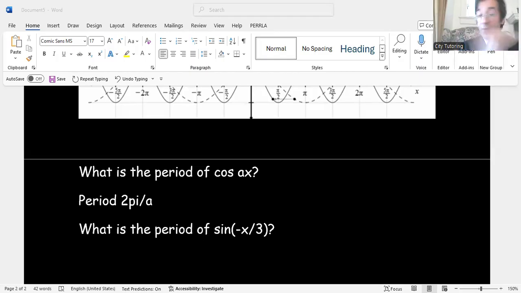And if you think about reflecting the graph of a periodic function over the y-axis, it doesn't have any effect on how frequently the graph repeats itself. So the period of sine of negative x, we said, is the same as the period of sine of x, which is 2 pi. Right? 2 pi. Make sure you have that. Very important.